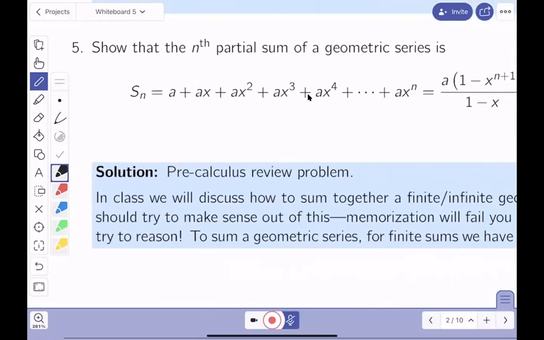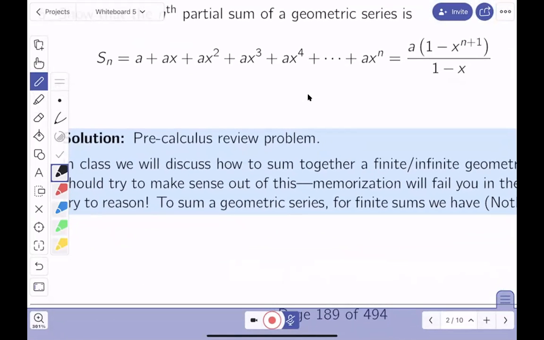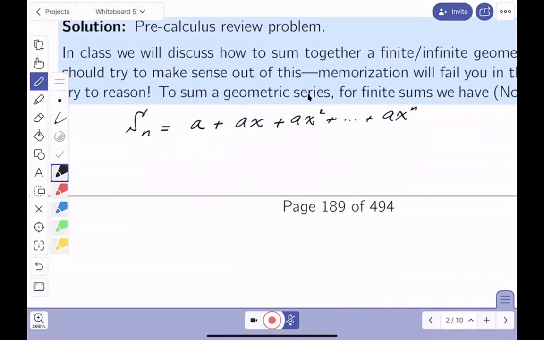Oh, wow. Show the nth partial sum of the geometric series is this one over here. Well, let's write it down. Right, let's write Sn down. There are many ways to do this. Do not think the way I show you is the only way to do this. All right, so they gave me that. They said it's a formula, so let's see what they do.